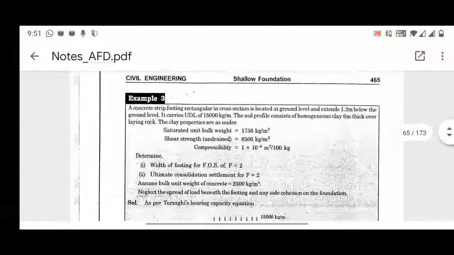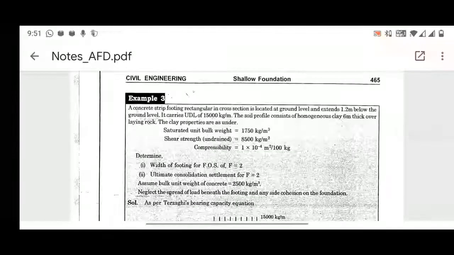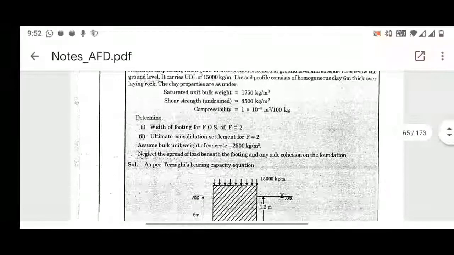Now this is example problem 3. It says a concrete steel footing rectangular in cross section is located at ground level and extends 1.2 meter below the ground level. It carries a uniformly distributed load of 15,000 kg per meter. The soil profile consists of a homogeneous clay 6 meter thick overlying rock. Now the clay properties are as under. Saturated unit bulk weight is given, shear strength in undrained state is also given, and compressibility is given.